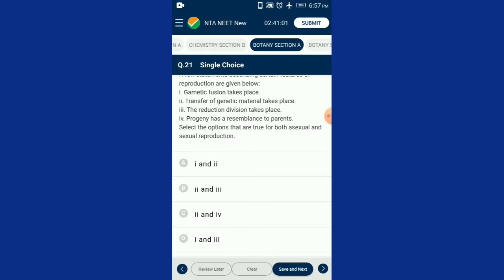From the given statements, certain features of reproduction are given. From that, the options that are true for both asexual and sexual reproduction are the second and fourth statements.